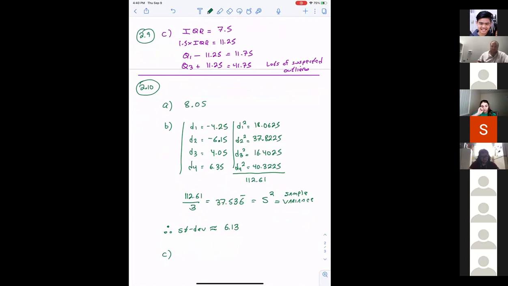Part C says do it on your calculator. So let's see if our calculator gives me the same thing. Everyone remember how to do this in your calculator? Okay, and then that and that. That's the first step.